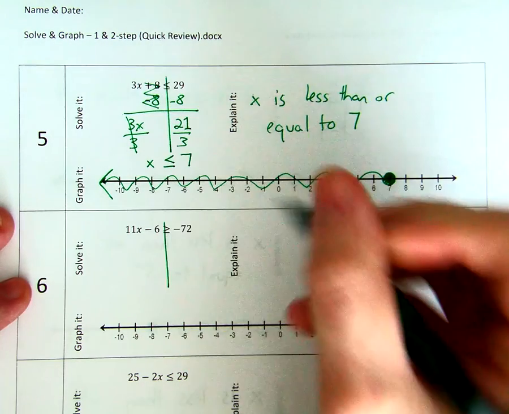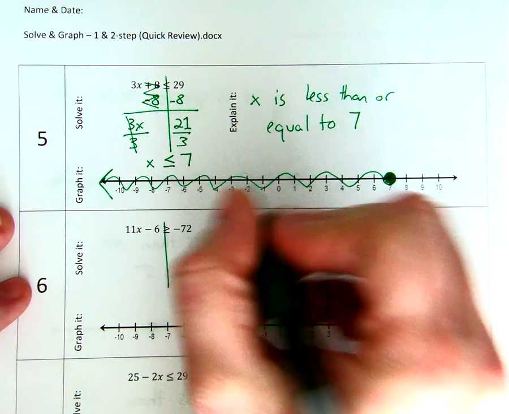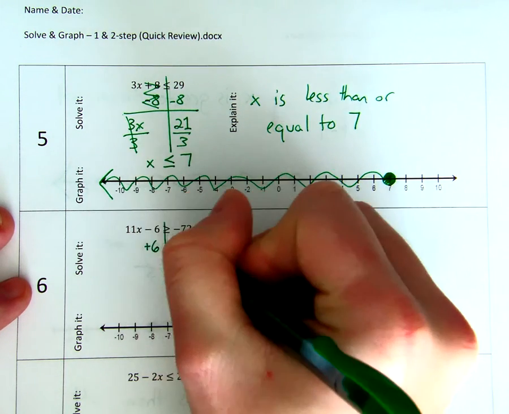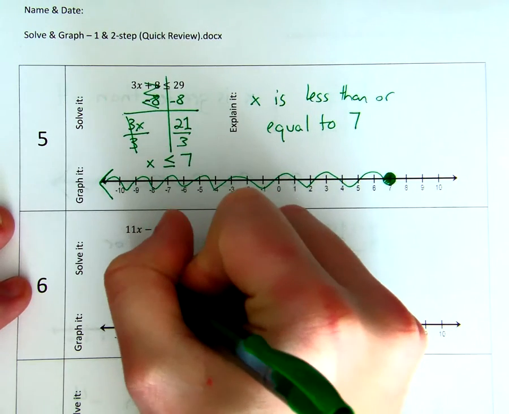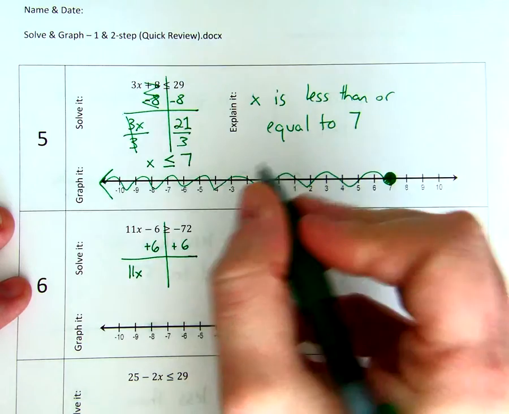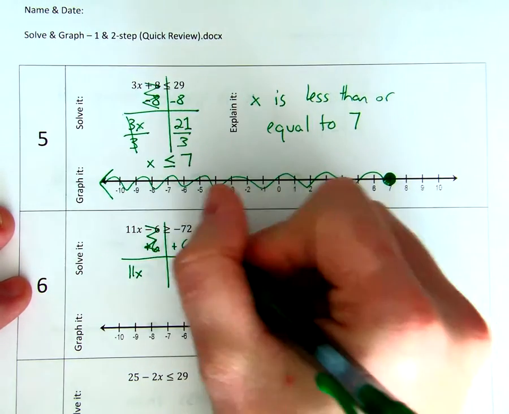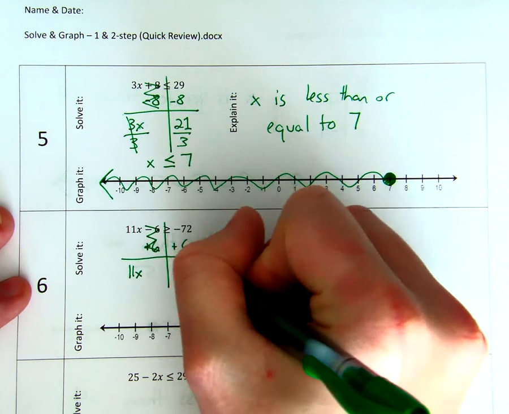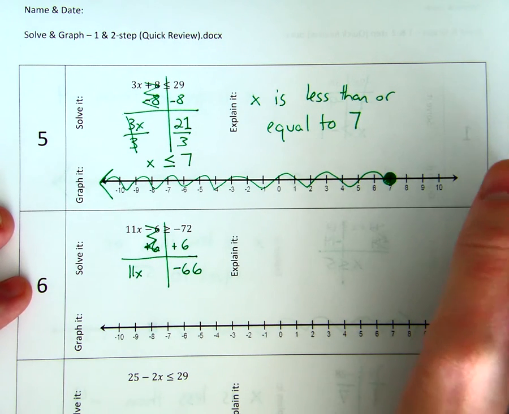Number 6, 11x minus 6 is greater than or equal to negative 72. We always undo items connected by addition or subtraction first, so we're going to add 6 to both sides. The 11x drops down because we haven't done anything to it yet. The minus 6 and the plus 6 cancel out. And then on the right side, negative 72 plus 6 is negative 66. Whenever you're dealing with adding and subtracting negative numbers, I highly recommend a calculator because it can get confusing.